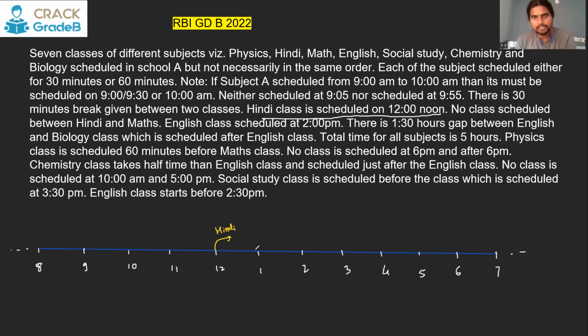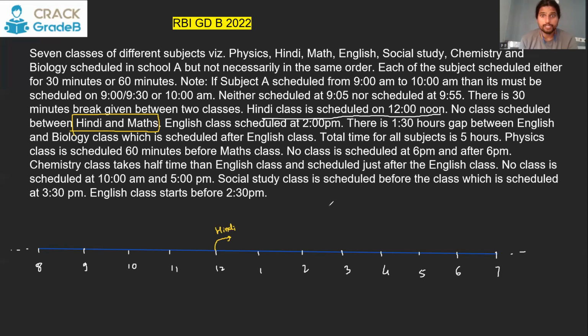So Hindi could be up to 12:30 or up to 1 as well. We'll accordingly just leave it here. No class is scheduled between Hindi and maths. So this statement says Hindi and maths are to be consecutive, but Hindi and maths could be before or after. So we can keep that on hold.